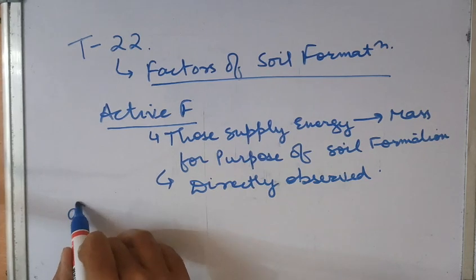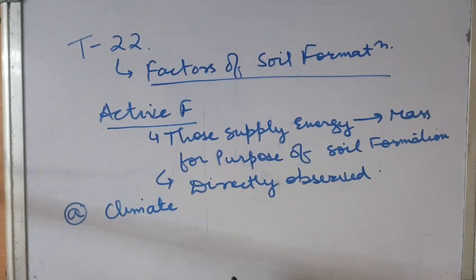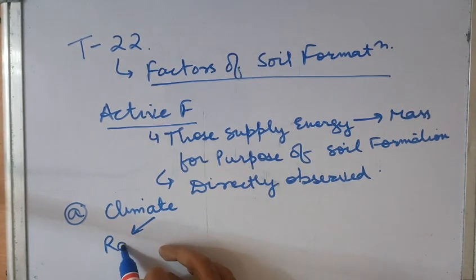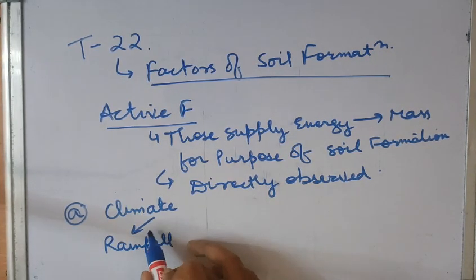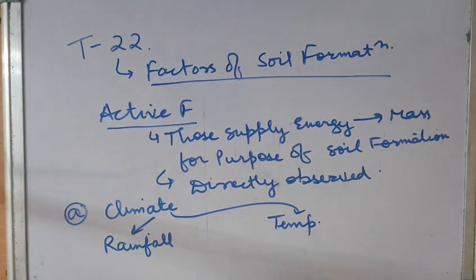So the first factor is climate. And in climate we have got two very important factors: rainfall and temperature. What rainfall does? We know that when rainfall falls on a bare area or on rocks, it erodes it, and due to the erosion, the deep layers of the rocks come out, and this way through slow erosion, the soil is formed.